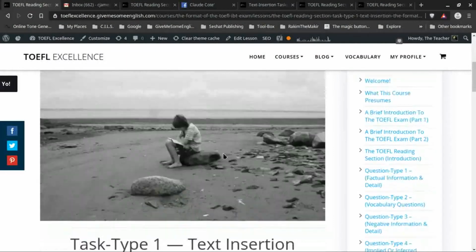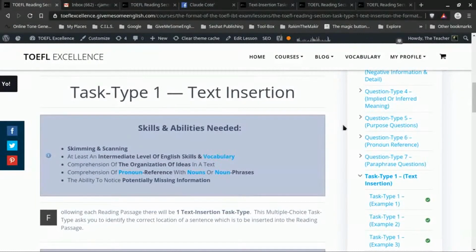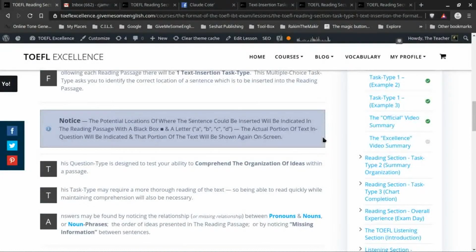All right, well, we're back again with another summary video. This time we are on the first task type of the reading section, the text insertion task. Now, as it states, we are going to be inserting some text into the reading passage. Now, this text is actually going to be an entire sentence.